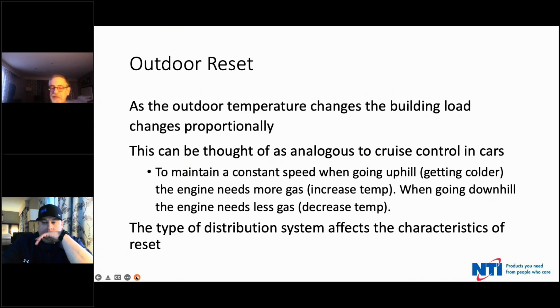Outdoor reset plays into this in a very important way, because that changes proportionally. Think of that like cruise control in a car. If you want to maintain a constant speed, let's say you want to go 70 miles an hour, when you go uphill to keep going 70, you've got to give it a little more gas. That's analogous to increasing the temperature. And when you're going downhill and you want to maintain 70, you back off on the gas. And that in effect is like decreasing the outlet temperature. So really, cruise control is outdoor reset as applied to a heating system.